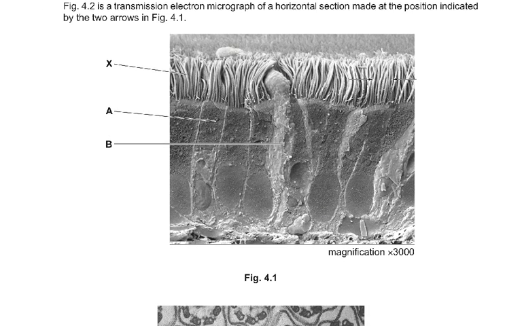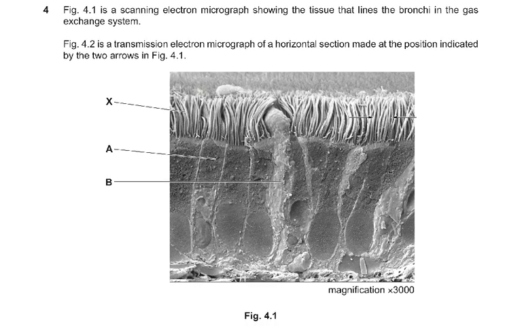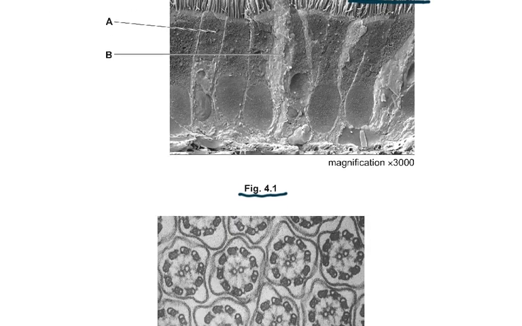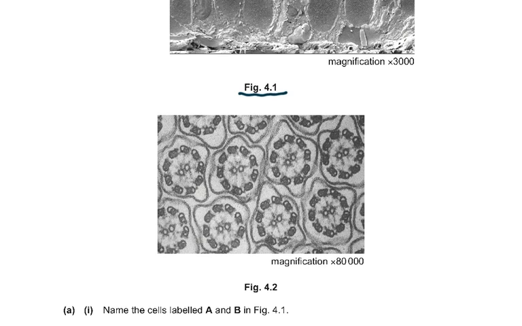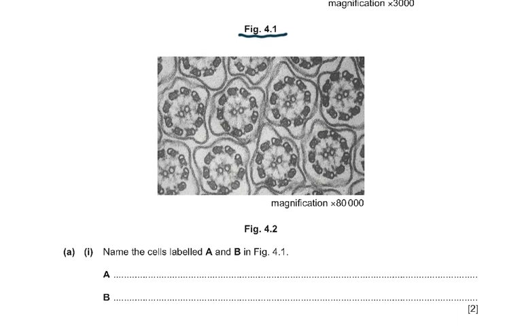So figure 4.1 and 4.2: 4.2 is a transmission electron micrograph, 4.1 is a scanning electron micrograph. So this one is the scanning electron and that one is the transmission, at the position indicated by the two arrows in figure 4.1. You can see the arrows here. Now figure 4.2 magnification is 80,000. The magnification of 4.1 was 3,000.